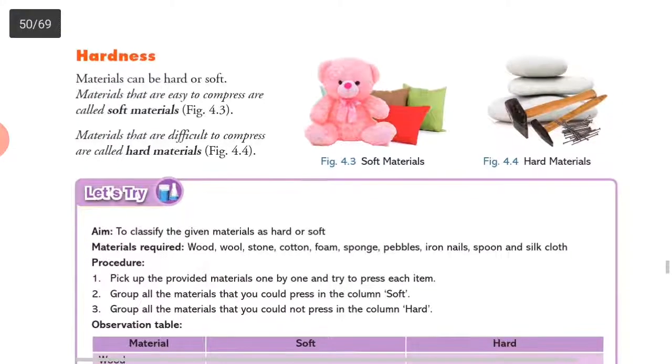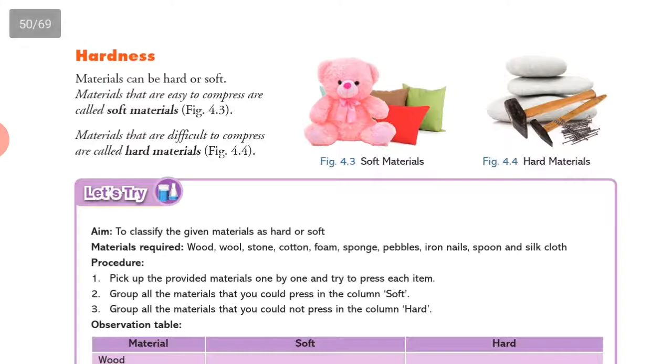Now, the second criterion of sorting or classification of material: hardness. You can see in the picture, a teddy bear is shown, and in the next picture, a hammer, nails as well as stones are shown. So the first thing that will come to our mind is that the teddy bear will be soft and the pillow will be soft, but the others are hard materials like hammer, stones and nails.